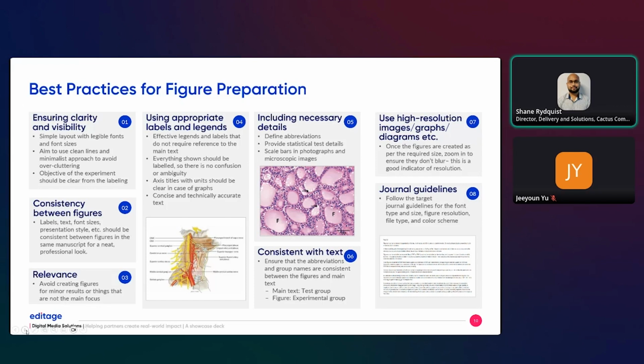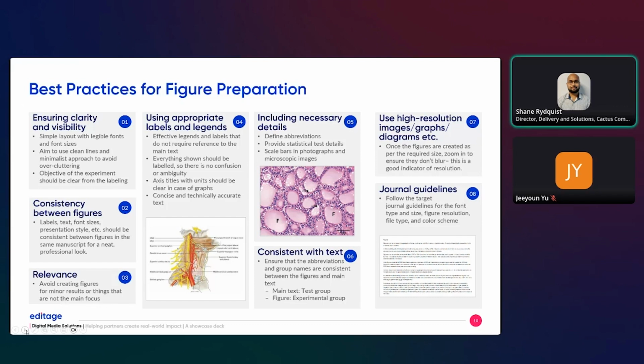A lot of what you see on this slide comes from feedback that we've gathered from peer reviewers, feedback that I've gotten from journal editorial boards, and these are some of the things that they would like to see better when it comes to figure preparation or when it comes to seeing figures themselves when they are reviewing the paper.